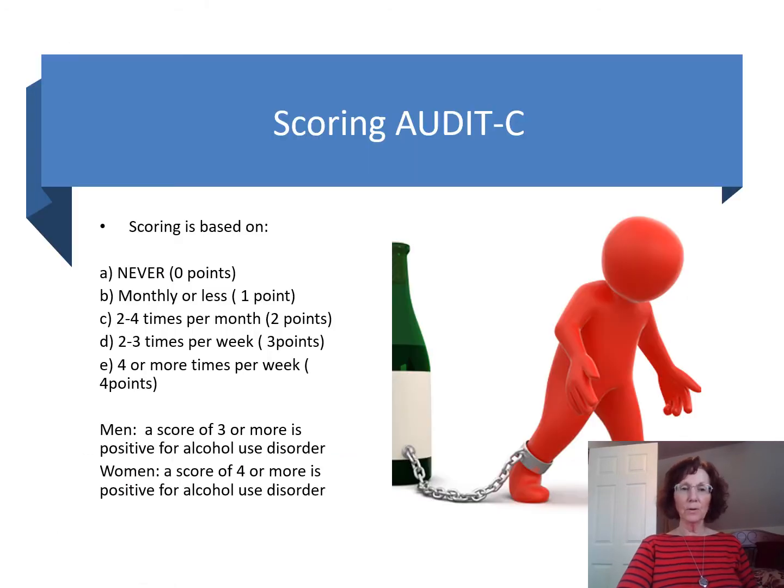To score the Audit C, the answers are never, monthly or less, 2 to 4 times a month, 2 to 3 times per week, 4 or more times per week. Men with a score of 3 or more are positive for alcohol use disorder, and women with a score of 4 or more are positive for alcohol use disorder.